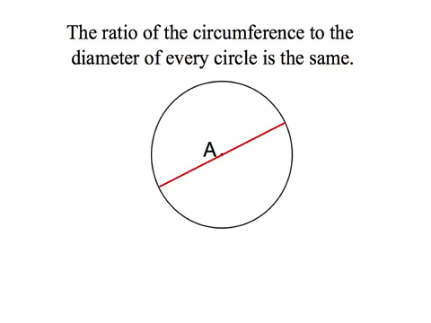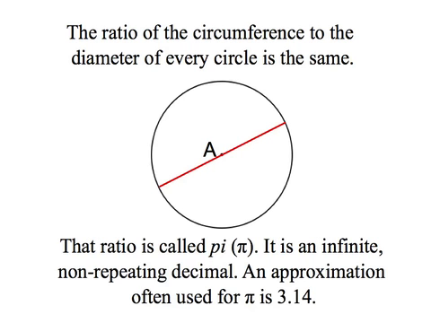The ratio of the circumference to the diameter of every circle is the same. And you may already know that that ratio is called pi. It is an infinite non-repeating decimal. An approximation often used for pi is 3.14.